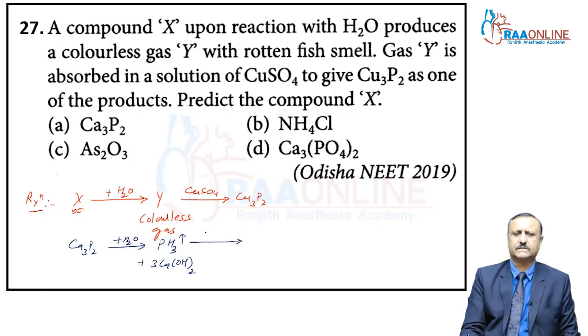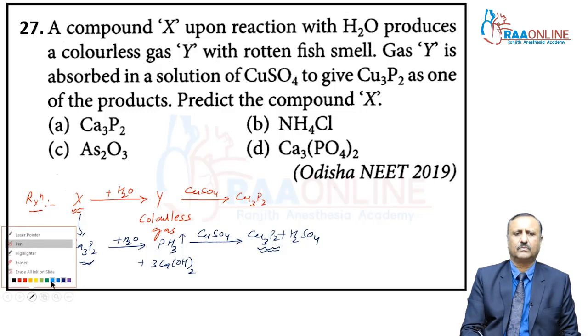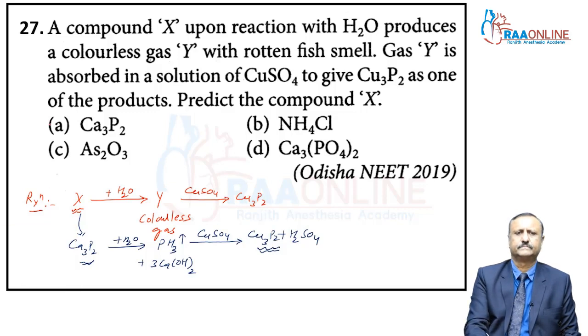This phosphine gas, my dear students, when it reacts with copper sulfate forms Cu3P2 plus H2SO4, sulfuric acid, is evolved. So, my dear students, you can see here the answer: this X is the Ca3P2. So, you can go to option A for question number 27.